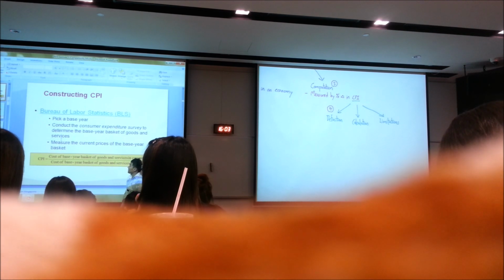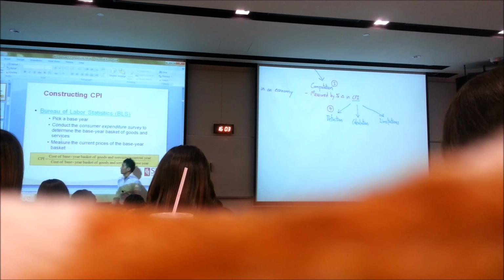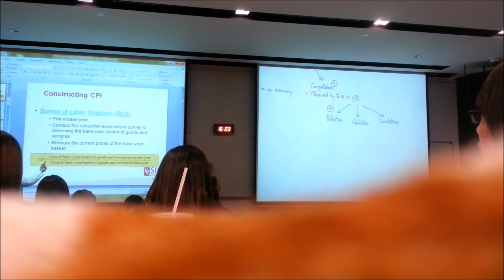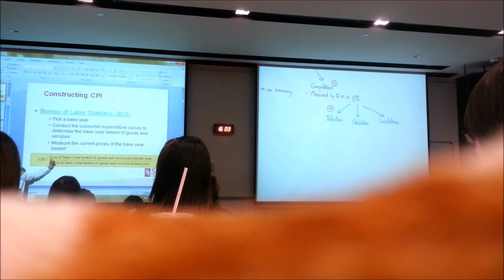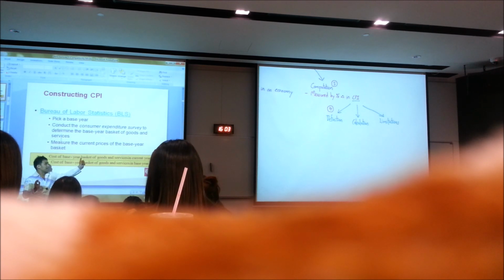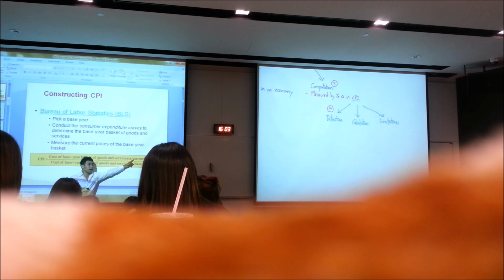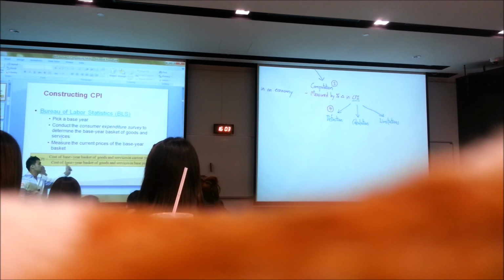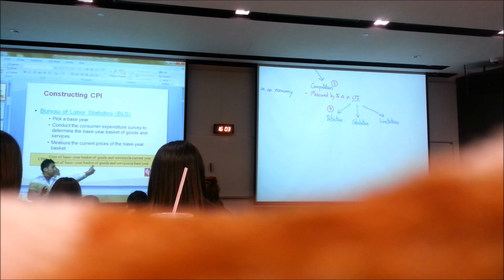Step 4, measure the cost of the basket of goods in the current year. Step 5, this is how you create CPI. Cost, that means how much money is required to buy that basket of goods in the current year, divided by how much money is required to buy that basket of goods in the base year. This will be your CPI.